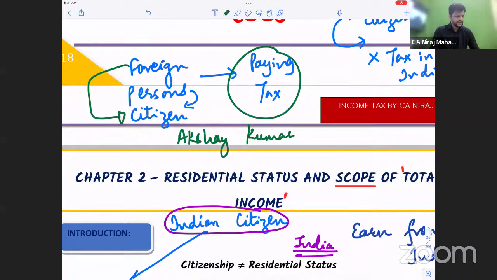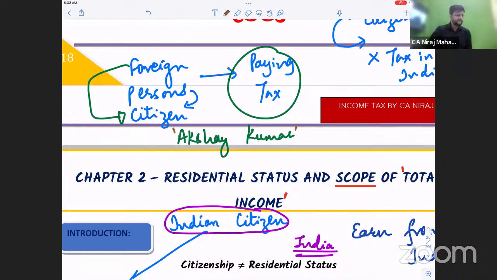So Akshay Kumar has citizenship of Canada. I think his legal name is Rajiv Bhatia. But he is paying tax in India. In fact, he is one of the highest taxpayers in India. This is his screen name, not his legal name. Even Katrina Kaif's legal name was something else. She was, I think, from a UK background maybe, and then again she is in India and paying tax in India.